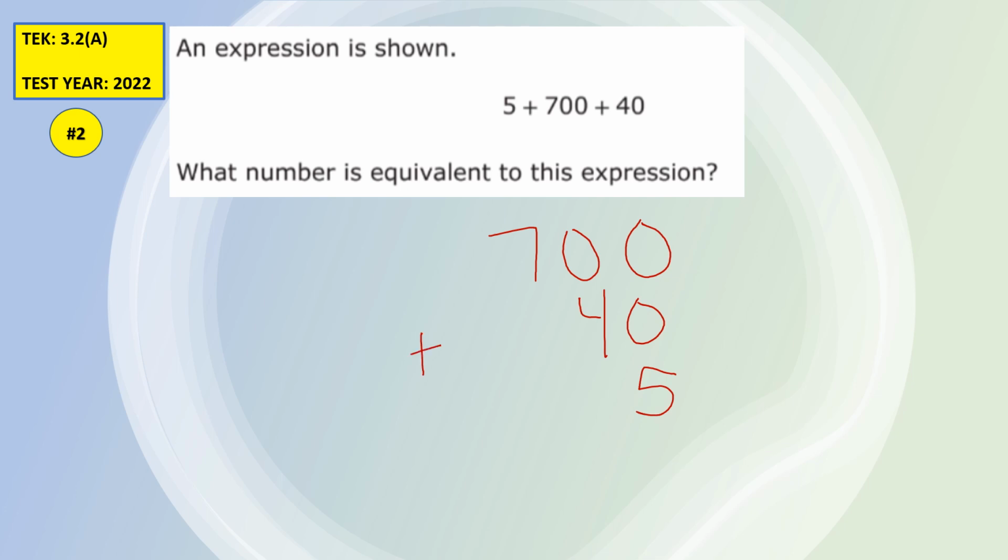Now with all of our numbers lined up, I'll go ahead and add 0 plus 0 plus 5. Well, that's 5. 0 plus 4 is 4. And 7 plus essentially 0 is 7. So the number that's equivalent to this expression is 745. Now look at your answer. Did you get the same thing that I did? If so, great. Now let's move on to number 3.